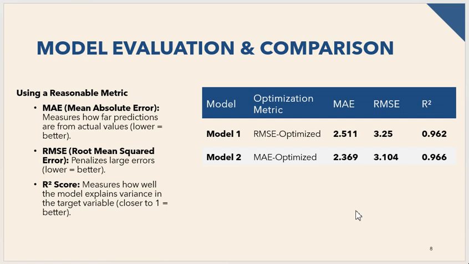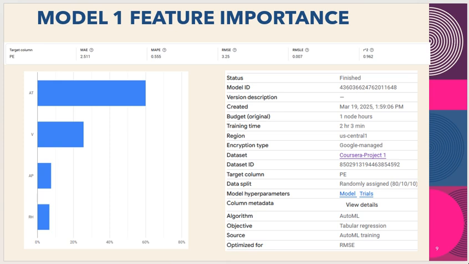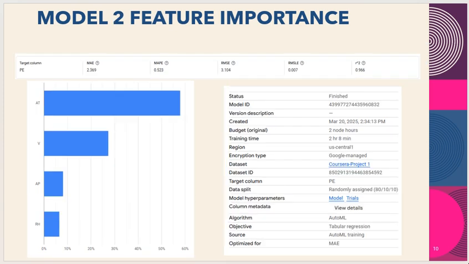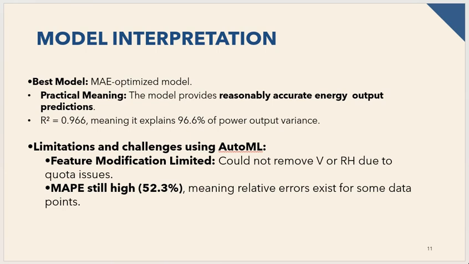As you can see, the MAE measures how far the predictions are from actual values. The RMSE, the root mean squared error, is penalizing the large errors. And the R squared measures how well the model explains the variance. So you can see that this should be closer to 1, and in both cases this is closer to 1, which makes either one of these models pretty stable. But based on the readings we can conclude that the MAE is the better model of the two.